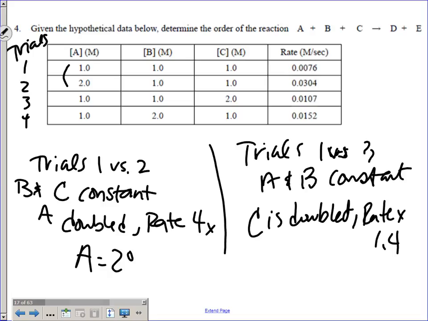I saw A and B were constant, so I was like, I'm going to find C's order. Well, I saw C was doubled, and the rate was multiplied by 1.4. That's not really a relationship you can do off the top of your head. So I would recommend you take that information and go to ugly algebra, which is rate equals k blah blah blah over rate equals k blah blah blah.